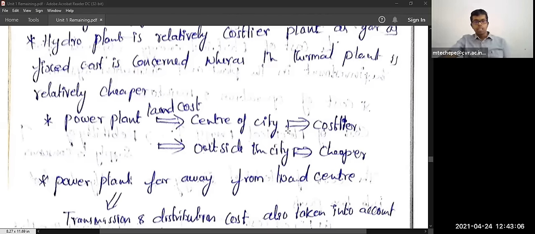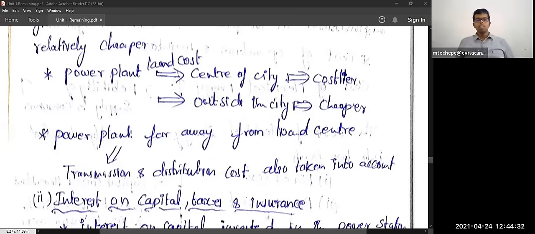Next, a power plant far away from the load center. If you construct a power plant far away from the load center, then definitely your transmission and distribution cost will go higher. Say the power plant is 600 kilometers far away from the load center. Then transmission cost, transmission losses and distribution cost will all go higher. Secondly, interest on the capital, tax and insurance.